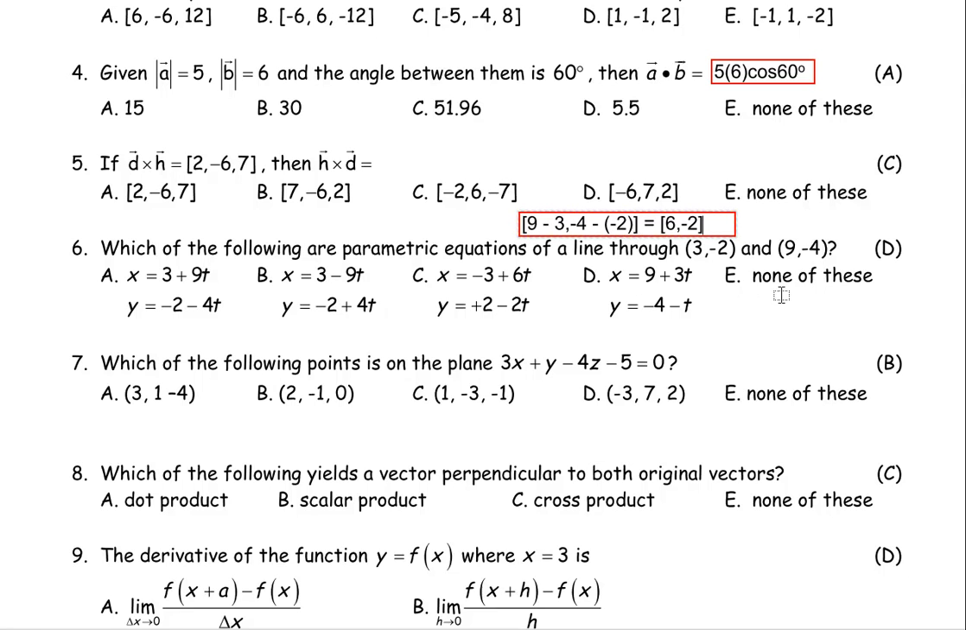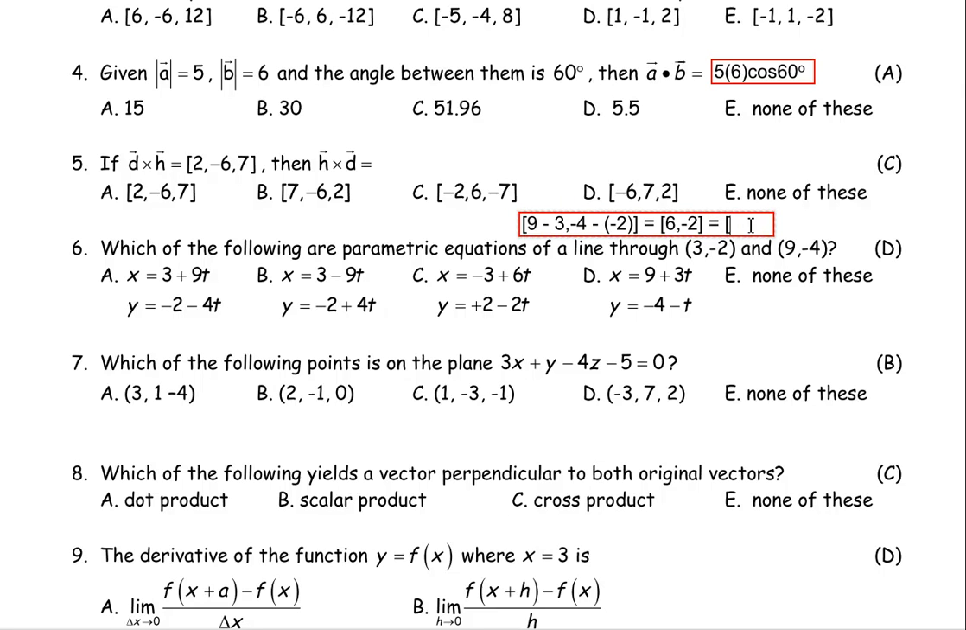And I said the direction vector between two vectors is actually between 2 points. So to find the vector between these two, and you could actually go in either order, it wouldn't really matter, I went from this vector to this vector, so I went 9 take away the 3, and -4 take away -2, which works out to 6, -2. Now, that is a vector we could use for the direction vector, or any multiple of it.